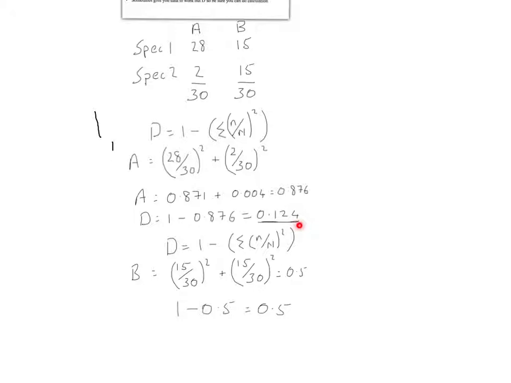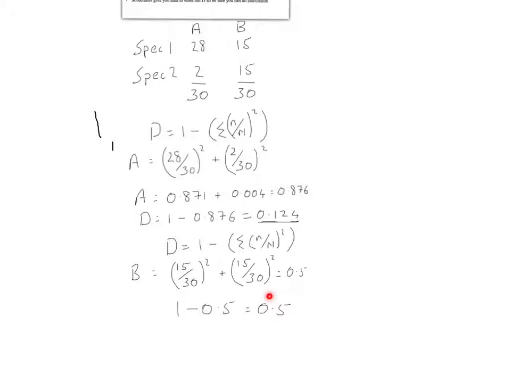And then we've done exactly the same for population B, which is 15 over 30 squared plus 15 over 30 squared, which is 0.5, and 1 minus 0.5 is 0.5. So we've got two values, Simpson's index of diversity for habitat A and habitat B. Notice that habitat A has a much lower index of diversity than habitat B, and that's significant, as I'll explain on the next slide.